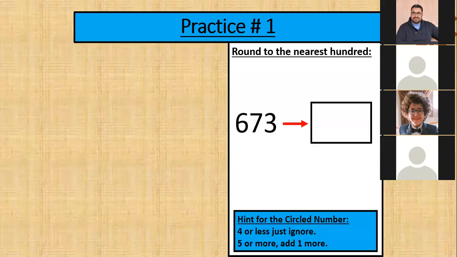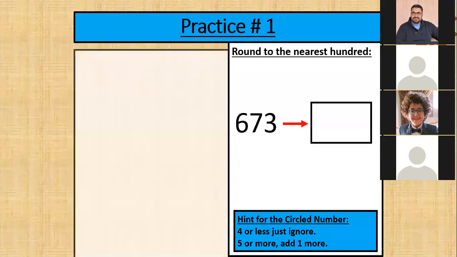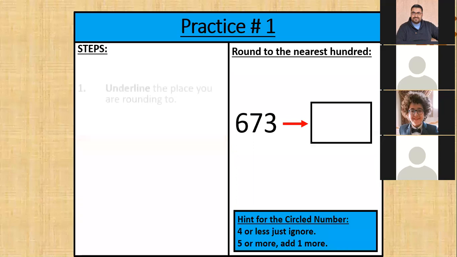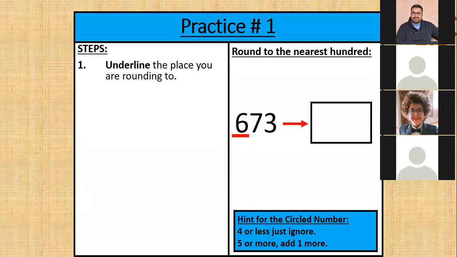Round to the nearest 100. 673. What are we going to do, Layan? We will underline 6. Very good. This will be step number 1. We will put a line under 6. Step 2, and then we will make a circle on 7. We will make a circle on what? 7 or 3? 7. Very good. We will make a circle around 7.